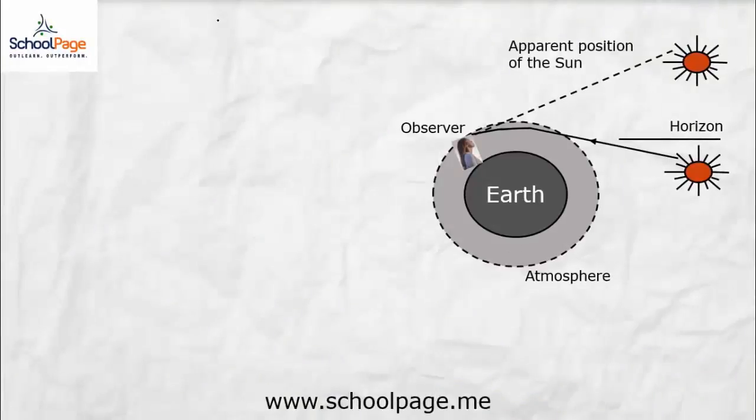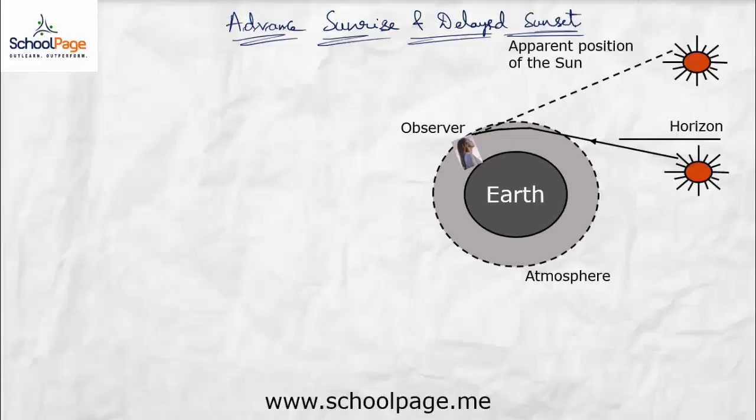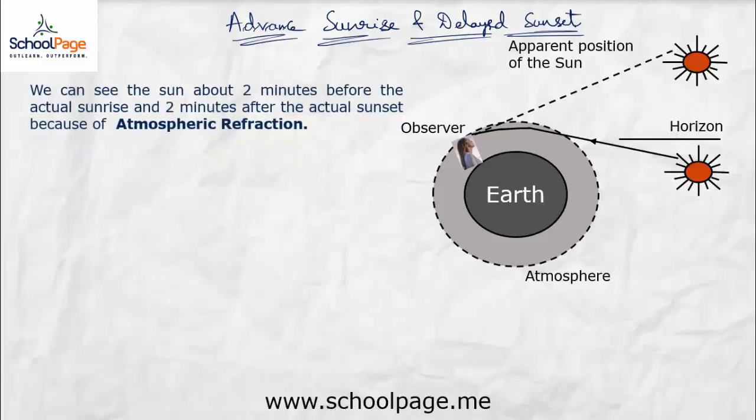So now let's understand the concept of advanced sunrise and delayed sunset. Did you know that we can see the sun about 2 minutes before the actual sunrise and 2 minutes after the actual sunset because of atmospheric refraction? So you should understand here that when the sun is above the horizon, we may say that the sunrise has taken place, and when the sun is below the horizon, the sun is set.